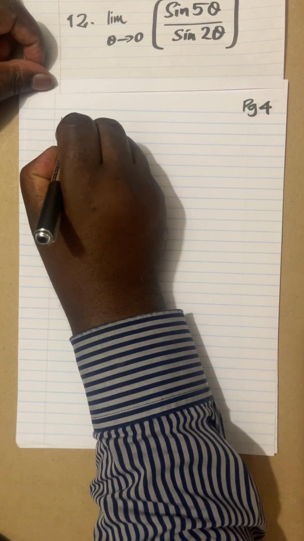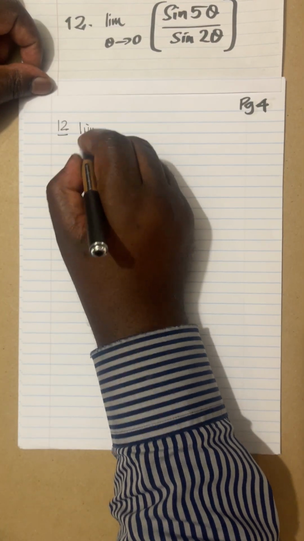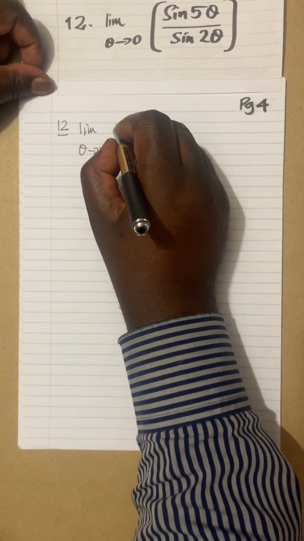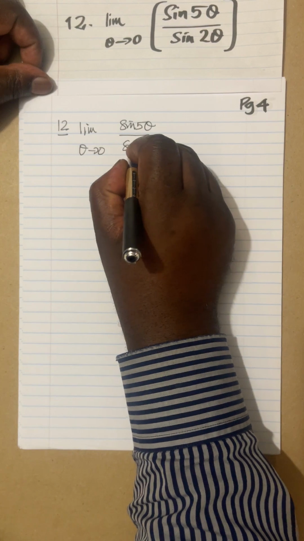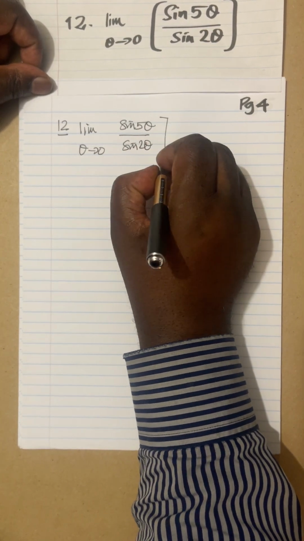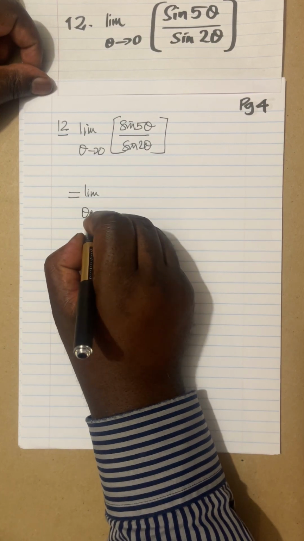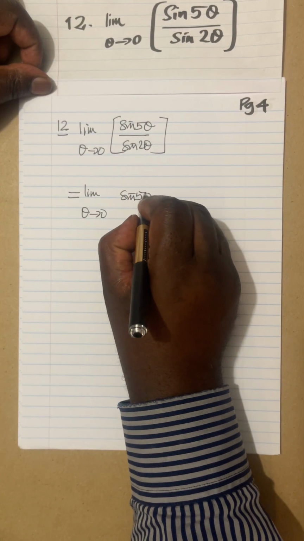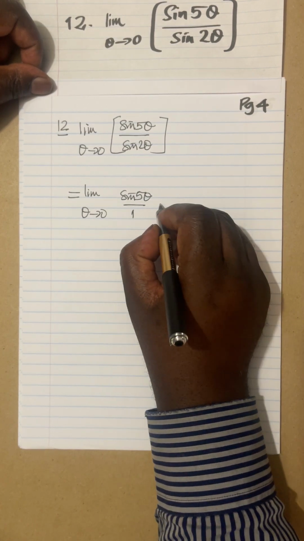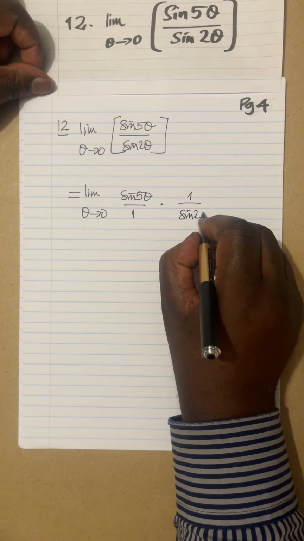So let's tackle our question number 12, number 2 in this video, and our last one. This is the limit as theta approaches 0 of sine of 5 theta over sine of 2 theta. I'm going to split these as follows. This is the limit as theta approaches 0 of sine of 5 theta over 1, and then times 1 over sine 2 theta.